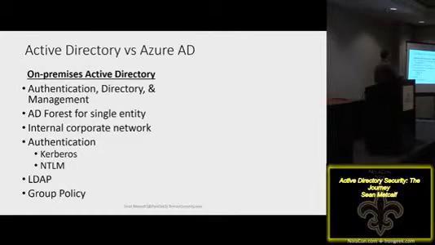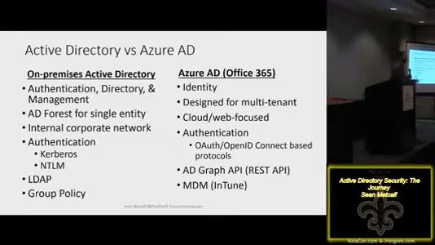So Active Directory on-prem, we know about this. Authentication, directory management, AD Forest, your internal corporate network, NTLM, Kerberos authentication, LDAP, read, write, group policy for management, right? Azure AD is a bit different. It's a multi-tenant cloud directory originally built for Office 365. There is no NTLM, Kerberos, group policy. There's no LDAP. Instead, we're using web authentication, OAuth, OpenID Connect. Microsoft put out something recently that said 95% of authentication to Azure AD is OAuth and OpenID Connect.